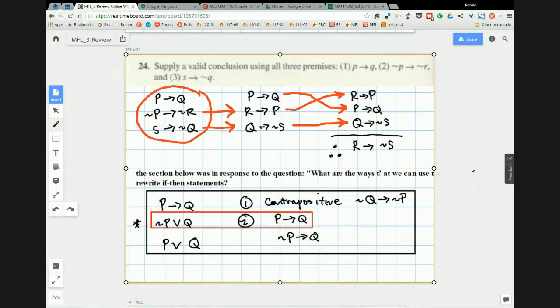So really the question was up here, above the red line. That was the test question. This stuff down below is just extra teaching tips.